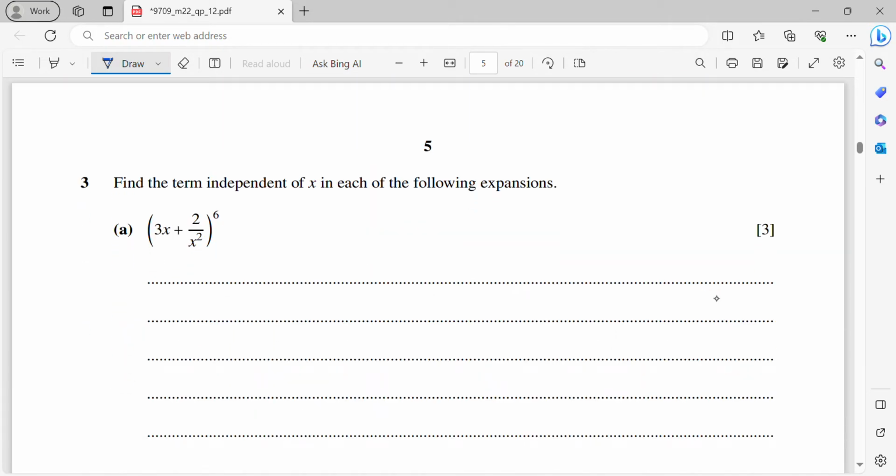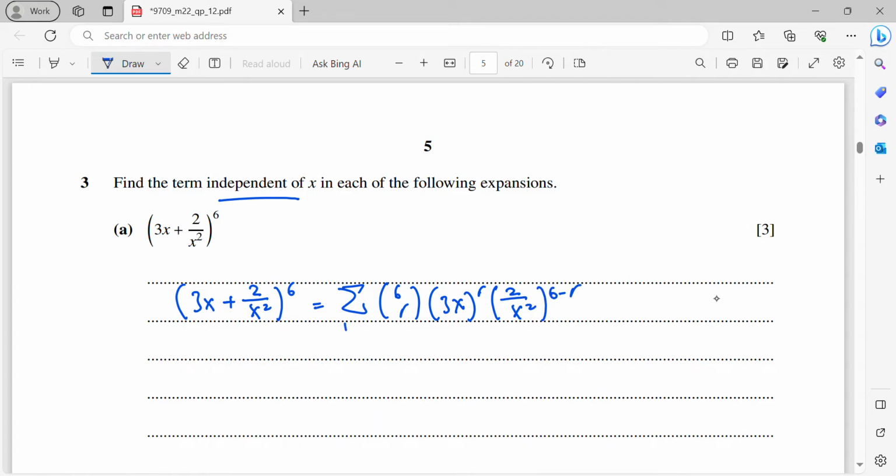Now for question 3, find the term independent of x in each of the following expansions. So the first one is 3x plus 2 over x squared, to the power of 6. So I will write 3x plus 2 over x squared to the power of 6. This is actually the same as summation 6cr, 3x to the power of r, then 2 over x squared to the power of 6 minus r. So the r starts from 0 until 6.